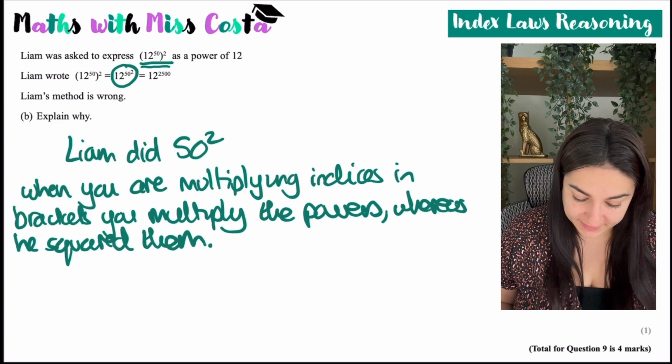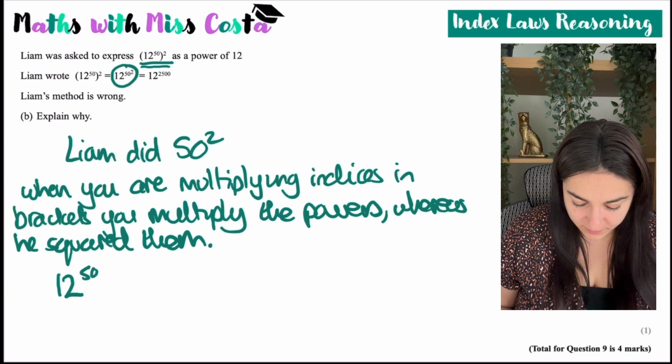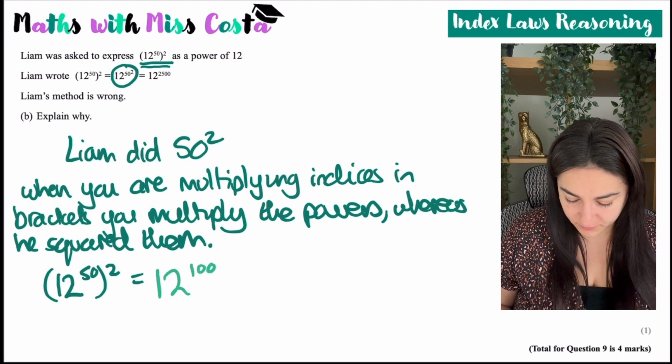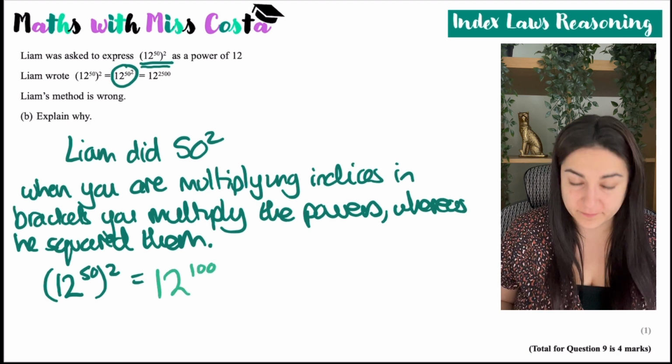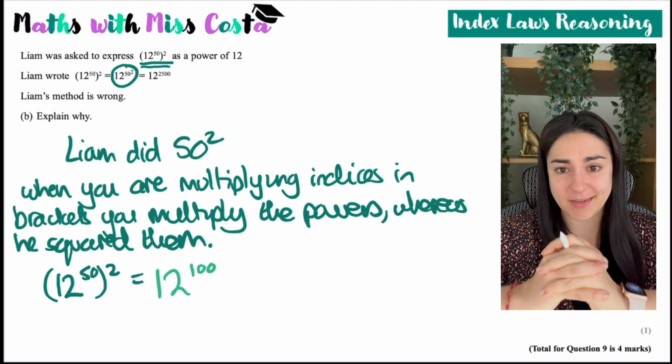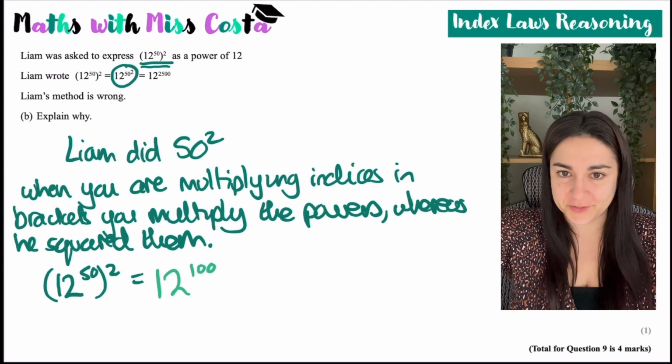So his method is wrong. What should it have been? Well, 12 to the power of 50 to the power of 2. I multiply the indices, so that should have become 12 to the power of 100. Okay, so what did he do wrong? Instead of multiplying 50 by 2, he did 50 to the power of 2.